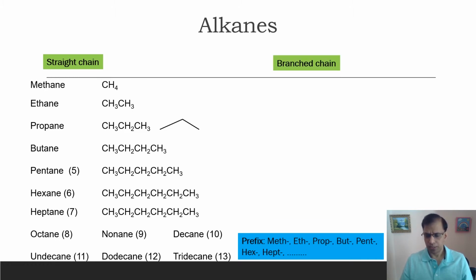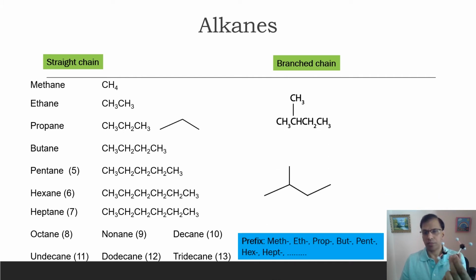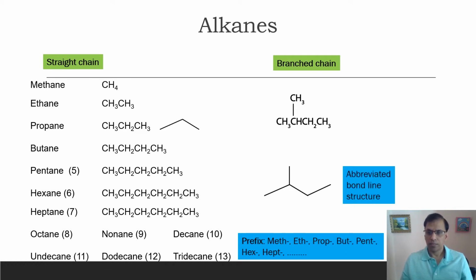And then we have branched chain alkanes. A simple example is right here. This is a branched chain alkane, and you may be familiar with this. This is T-butyl. So the methyl group is the branch here. This is not exactly this molecule, but this is a branched chain alkane. This is the abbreviated bond line structure.